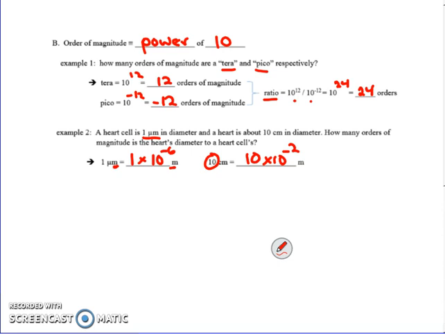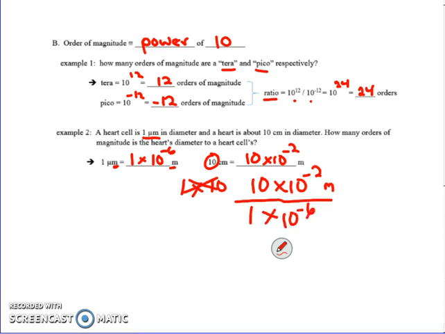Okay, we want the ratio, so that means divide. So on my calculator, I do 1 times 10 to the, I'm sorry, I got that backwards. I'm going to do the heart to the cell, so I'm going to do 10 times 10 to the negative 2 meters divided by 1 times 10 to the negative 6 meters. So the meters cancel out, meaning I'm just going to get a pure number. 10 divided by 1 is equal to 10. 10 to the negative 2 divided by 10 to the negative 6.